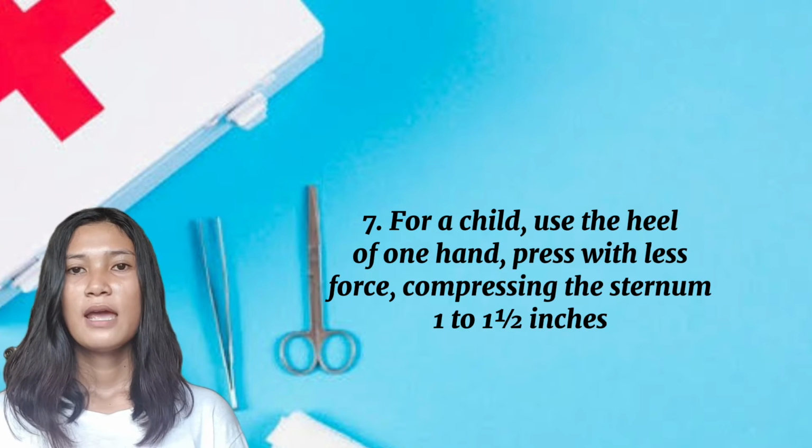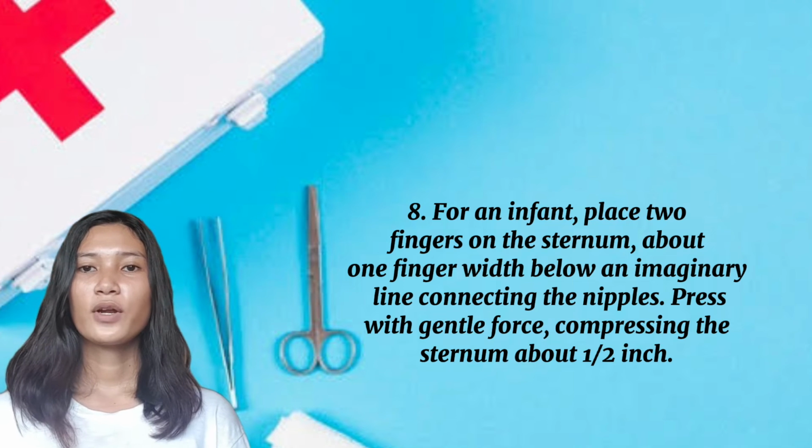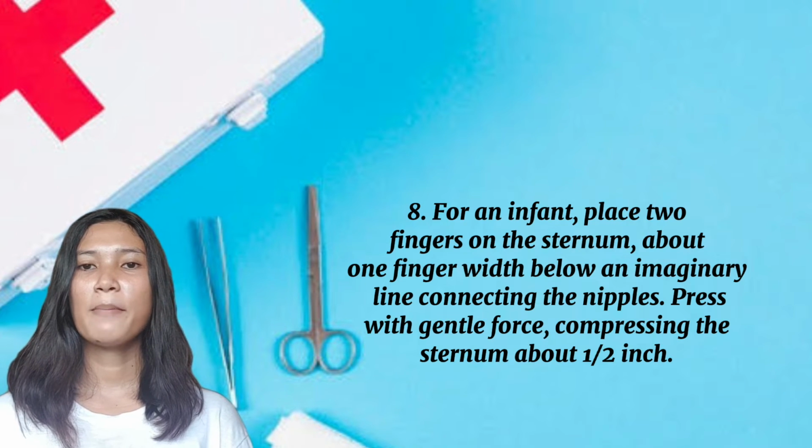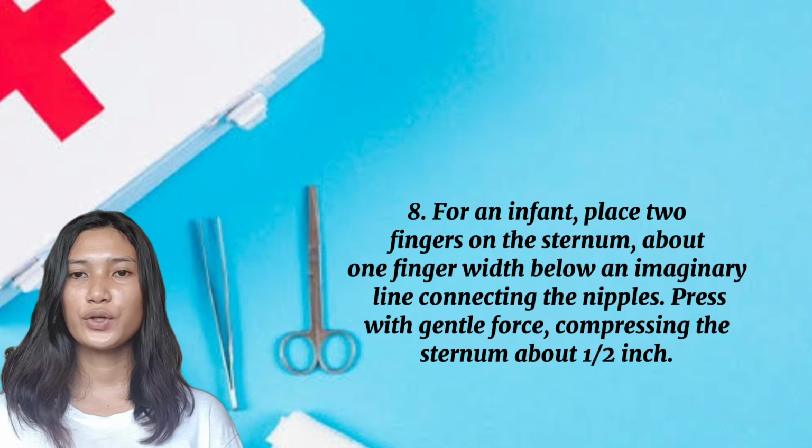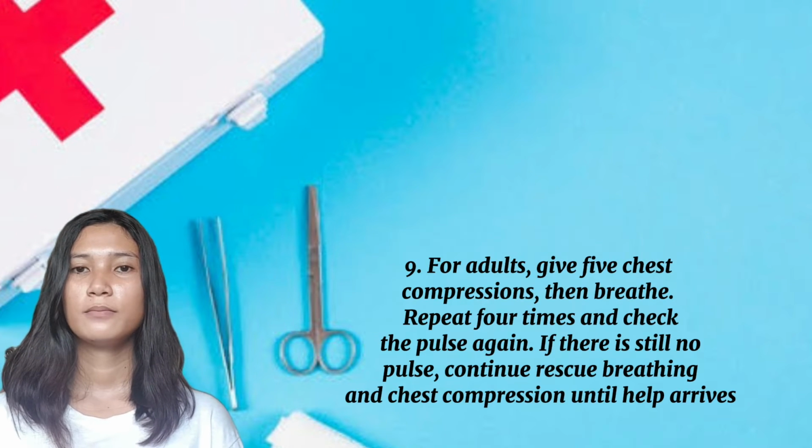Press with less force, compressing the sternum 1 to 1.5 inches. Number 8. For an infant, place 2 fingers on the sternum, about 1 finger width below an imaginary line connecting the nipples. Press with gentle force, compressing the sternum about 1/2 inch. 9.